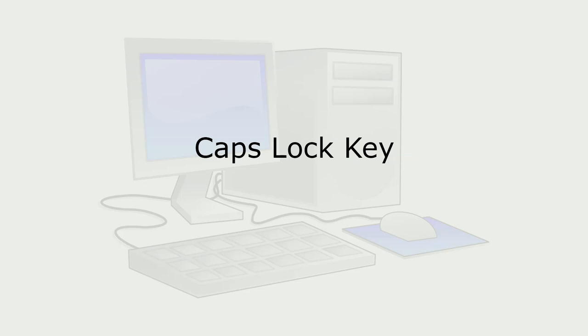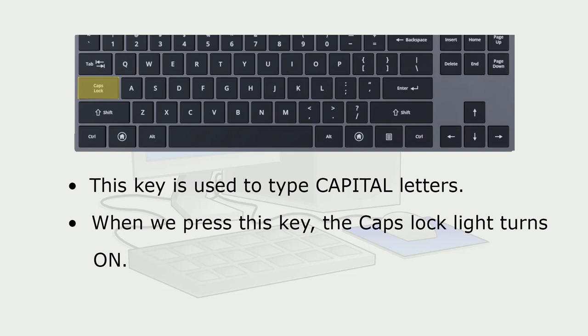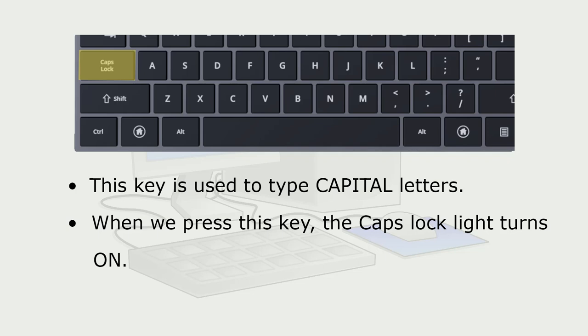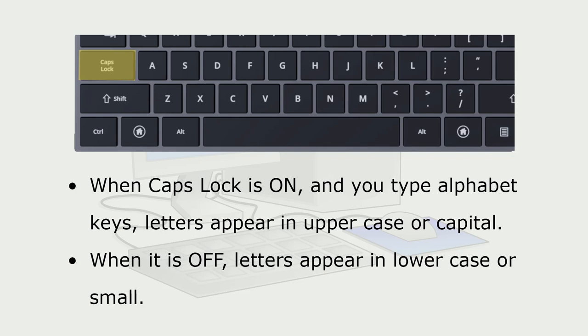Caps lock key. This key is used to type capital letters. When we press this key, the caps lock light turns on. When caps lock is on, and you type alphabet keys, letters appear in uppercase or capital. When it is off, letters appear in lowercase or small.